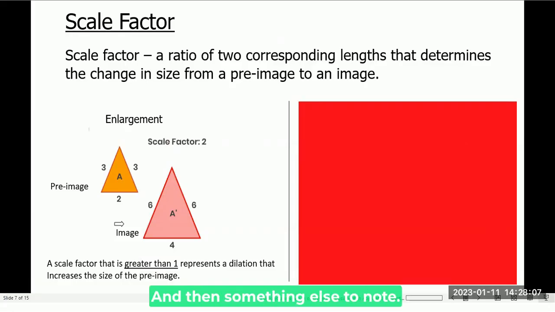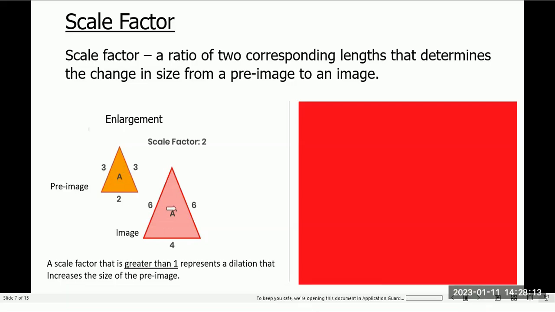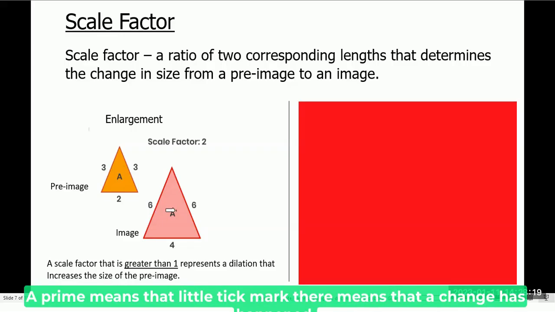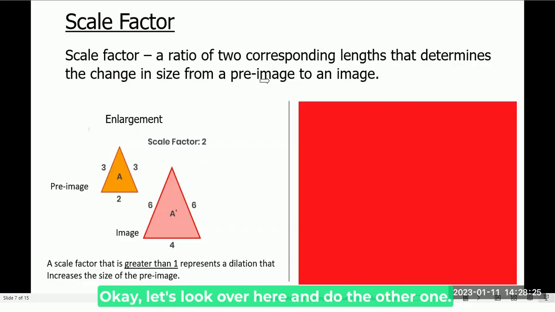And then something else to note, notice how this is A and this is A with this symbol here. We say that as prime. This is A prime. A prime means, that little tick mark there means that a change has happened. So A is first and then the A prime. Let's look over here and do the other one.